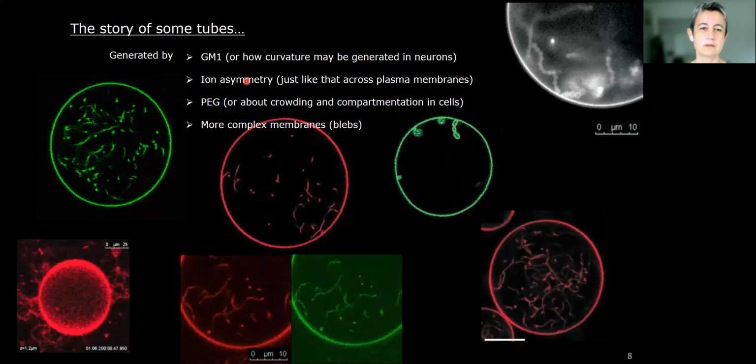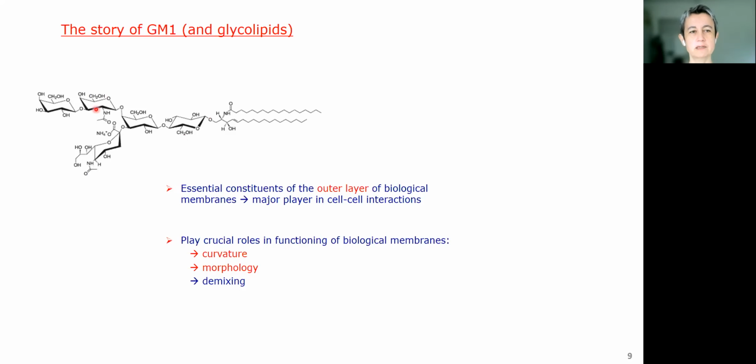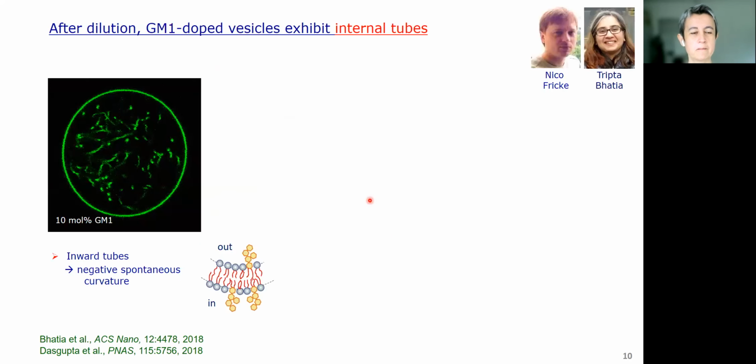I'm going to tell you a few stories about tubes. The first one is about GM1, this sugar lipid, which is predominantly situated on the outer leaflet of biological membranes. So it's asymmetrically distributed. When we prepared vesicles doped with small fractions of GM1, and this was work done by Nico Fricke and Tripta Bhatia, we see that the majority of the vesicles have tubes, which suggests that it's a negative spontaneous curvature. We speculated that GM1 is asymmetrically distributed with more GM1 on the inside.